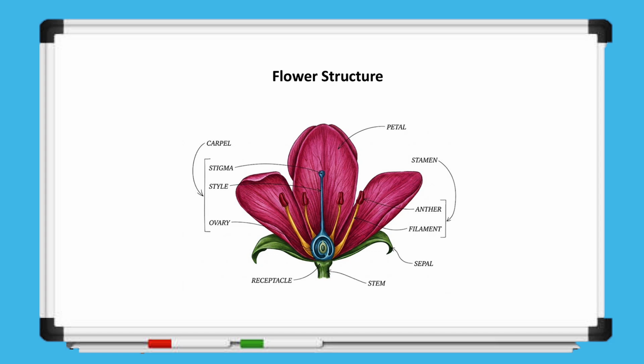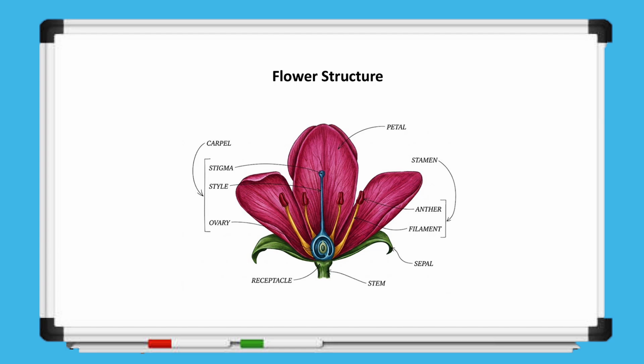At the top is the stigma, a sticky surface that catches pollen grains. Below the stigma is the style, a tube-like stalk through which the pollen tube grows to reach the ovary. The ovary is the swollen base of the carpel that contains the ovules. After fertilization, these ovules develop into seeds, and the ovary usually becomes the fruit.